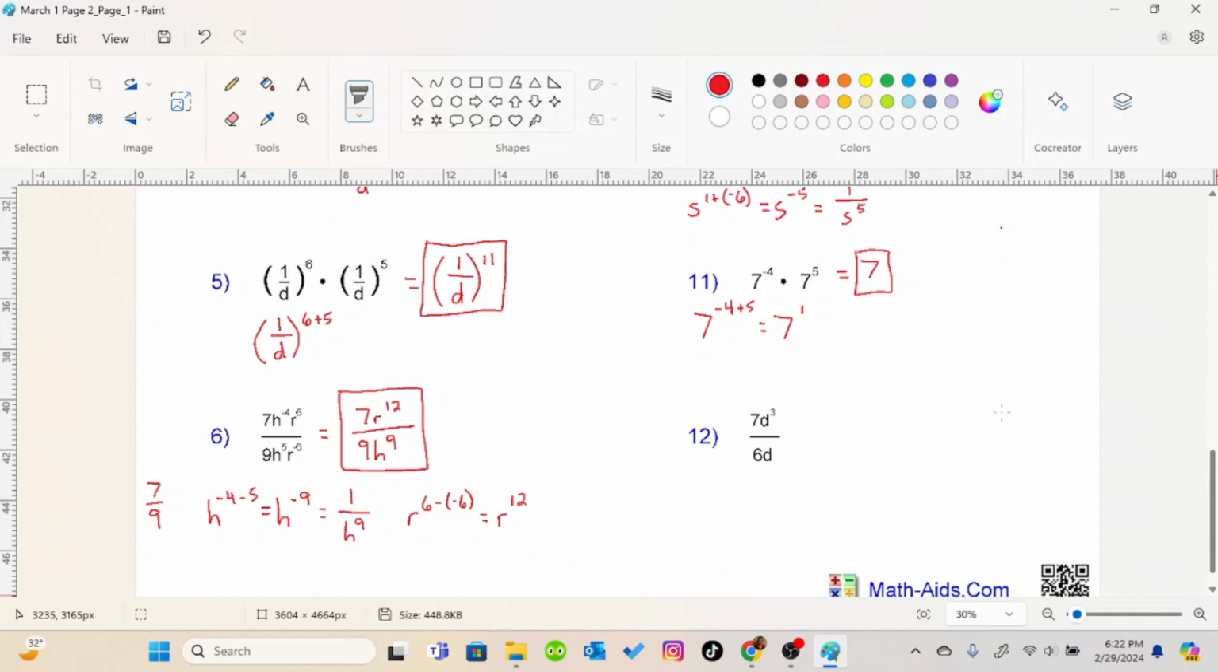And finishing page 2, number 12, we have 7 over 6. Then we have d, 3 on the top, minus 1 on the bottom, becomes d squared. So when we combine this, on the top we have 7d squared over 6. And this is our final answer.